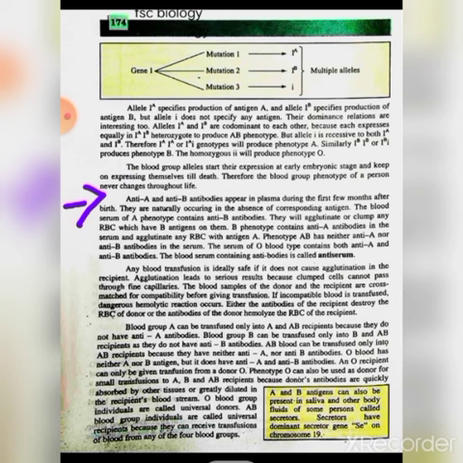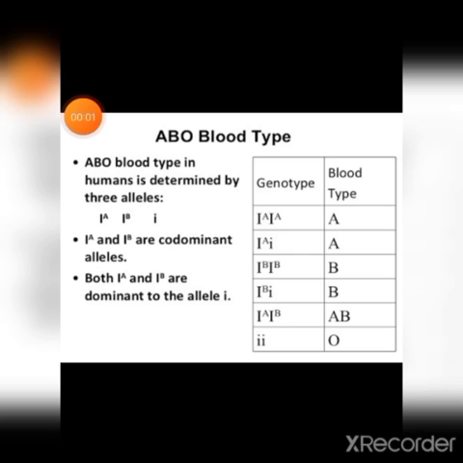The blood serum containing antibodies is called the antiserum. And what is the serum? Serum is the light yellow fluid that separates after clotting of blood. Some further explanation of ABO blood type.